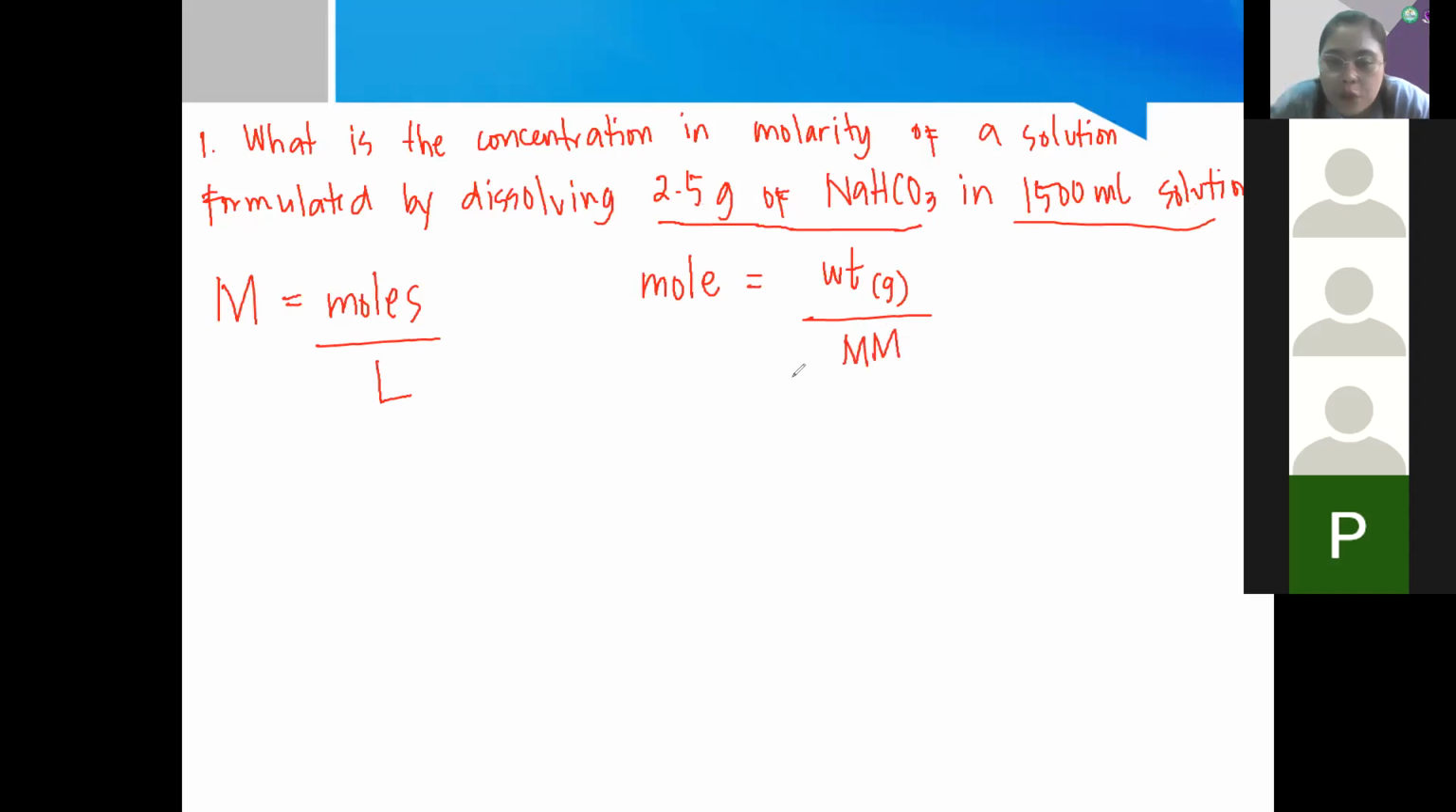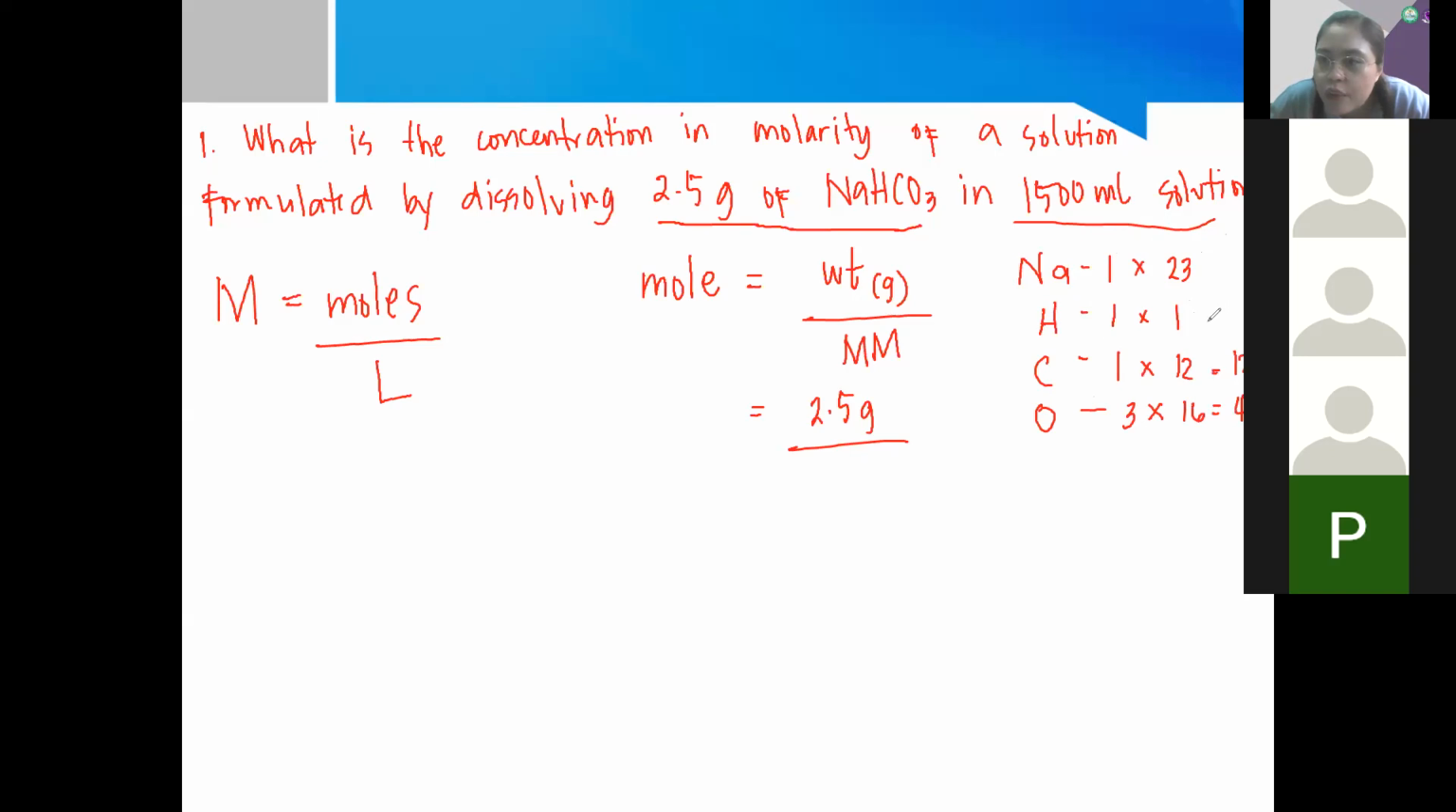Now this is molar mass. Now the weight of the substance is 2.5 grams. And what is our substance? Sodium bicarb. So you have to compute first for the molar mass, NaHCO3. 1 for sodium, 1 for hydrogen. Carbon is also 1. And oxygen is 3. Okay? And then sodium is 23. This is 1, 12, and 16. So 48, 12, 1, and 23.